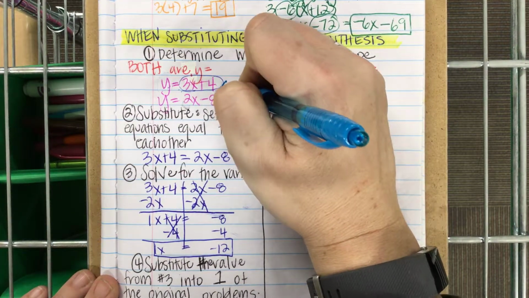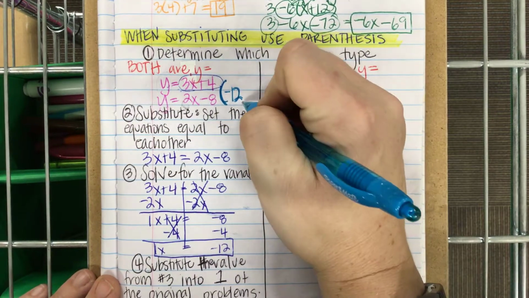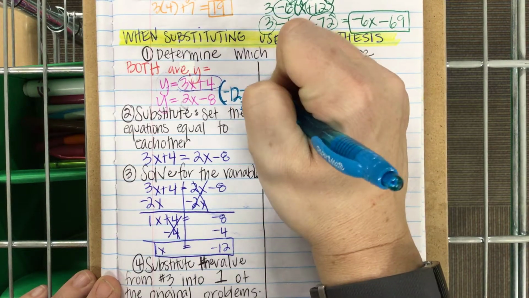Negative 12, because that's my x value, comma, negative 32.